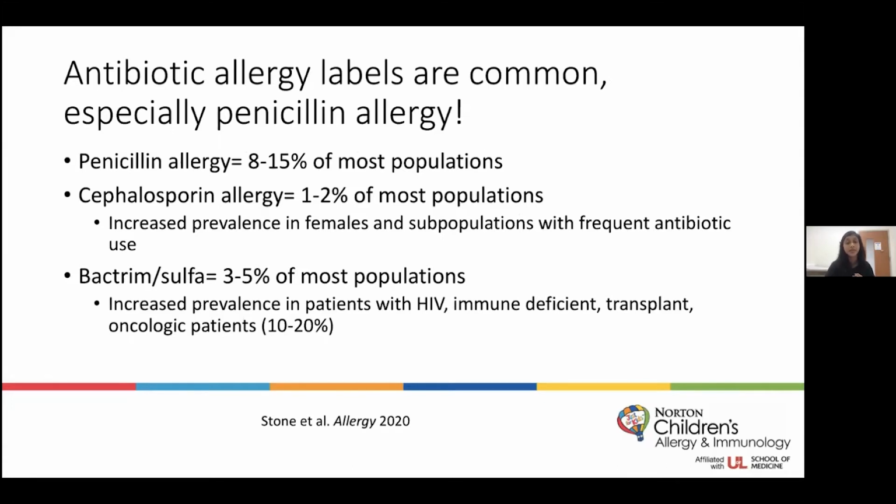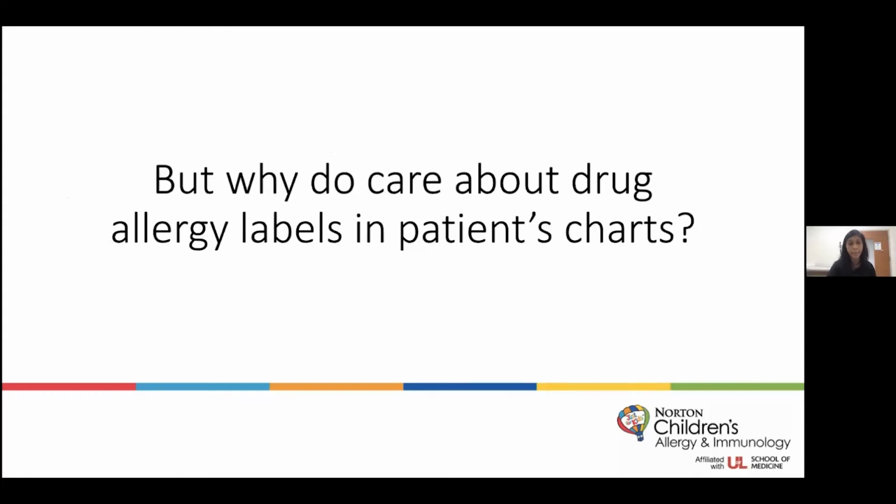Drug allergies are generally more common in females than in males. Cephalosporin allergies are seen in kids who tend to be exposed to a lot of antibiotics, like cystic fibrosis patients. Bactrim and sulfa allergies are seen in about 5% of the population. Here it's seen in patients with HIV, immune deficient, oncology patients, and transplant patients.